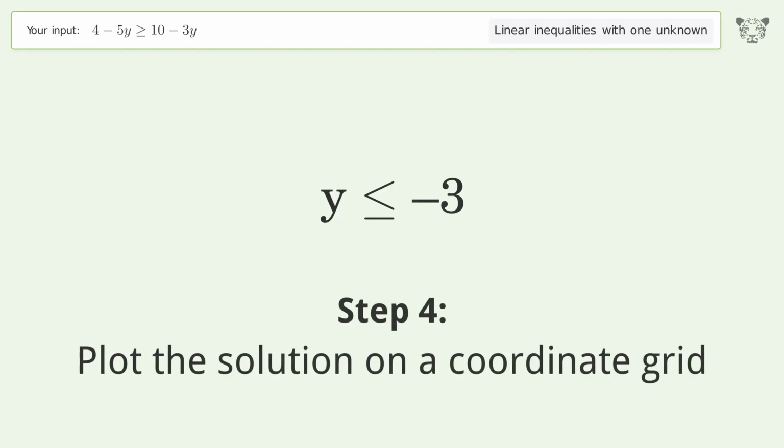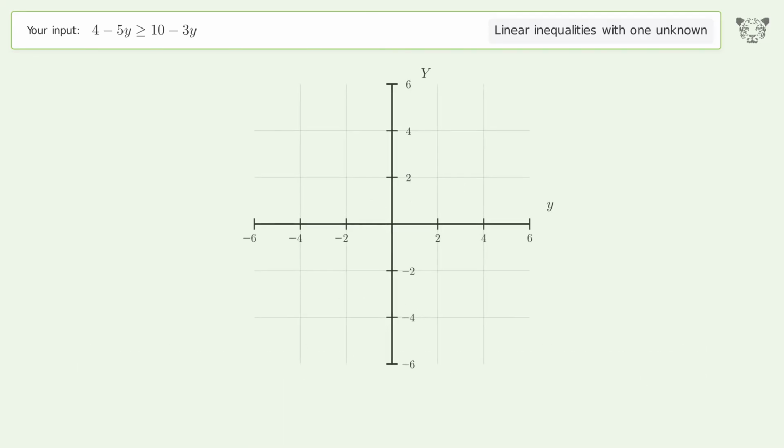Plot the solution on a coordinate grid. And so the final result is y equal or smaller than -3.